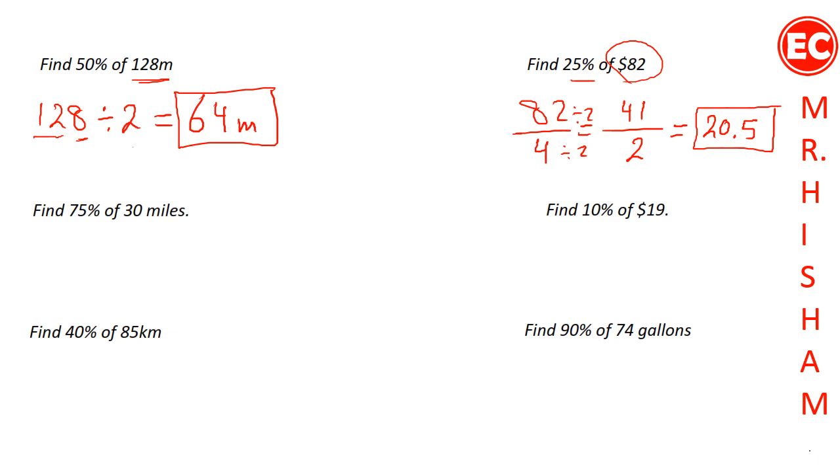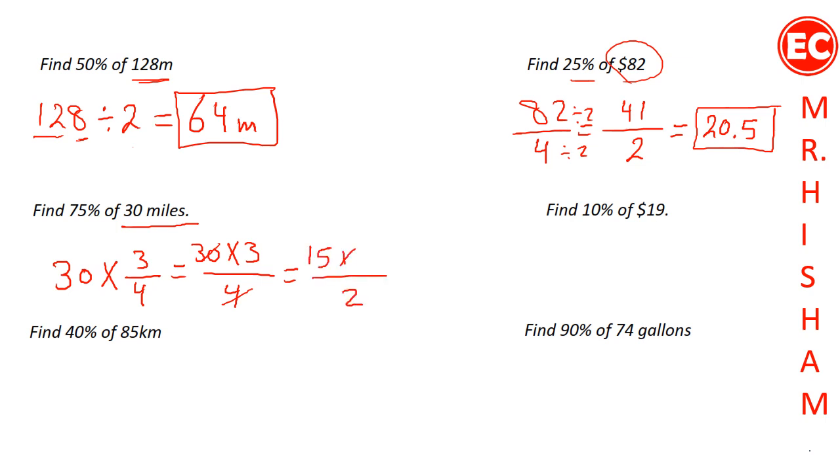How can I find 75% of 30 miles? I multiply 30 by 3 over 4. So I am going to multiply 30 by 3 and divide the answer by 4. Divided up and down by 2 is going to be 2, 15, and 3. 15 divided by 2 is 7.5, or easily I can say it's 45 divided by 2, which is 22.5.